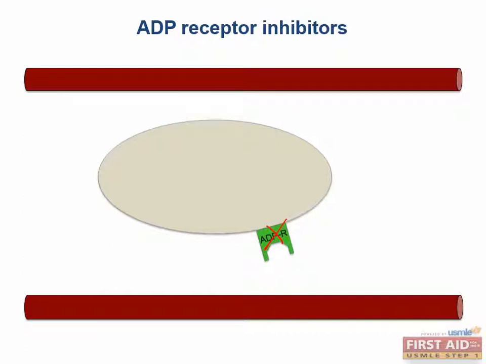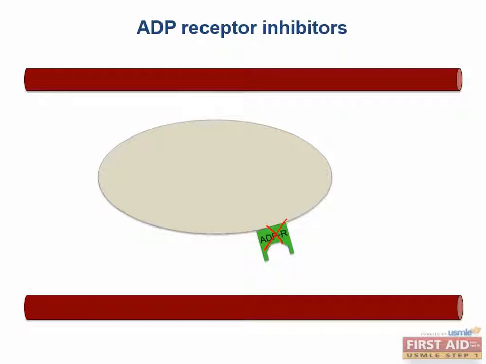What would blocking this ADP receptor do? Well, by blocking this ADP receptor, platelets are unable to activate and therefore unable to express the GP2B3A receptors. ADP receptor inhibitors are used in acute coronary syndrome, which includes ST elevation MI, non-ST elevation MI, and unstable angina, and is also used during coronary stenting. They decrease the recurrence of thrombotic stroke as well.